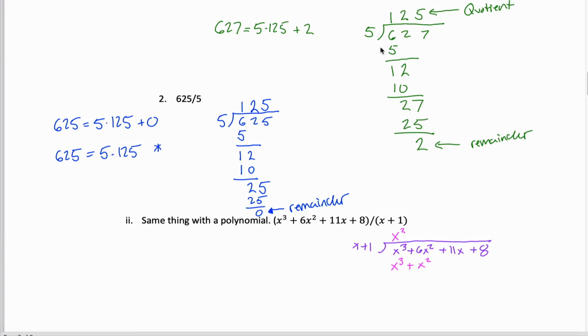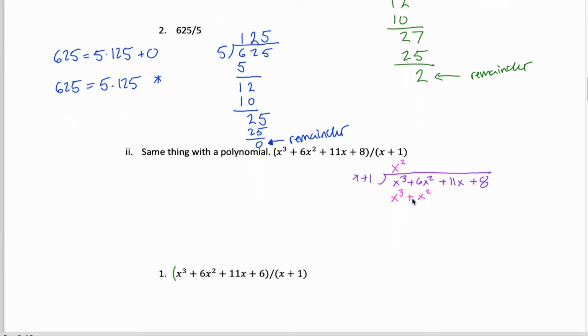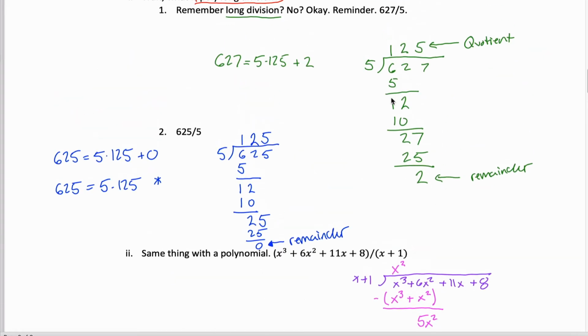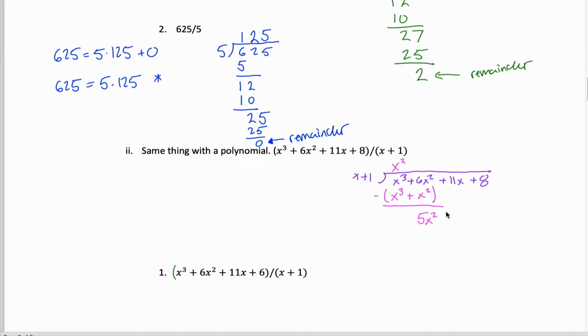After I wrote this 5, I subtracted, so after I write this x cubed plus x squared, I'm going to subtract. Sometimes it helps to write parentheses around here to really remind yourself that you're subtracting all of this stuff. x cubed minus x cubed is just 0. I don't even need to write anything. 6 of these x squareds minus 1 of these x squareds leaves me with 5 of these x squareds. This 5x squared is a lot like this 1 right here. After I figured out this 1, I took the next column, a 2, and brought it down. I'm going to do the same thing here. I've got this 5x squared. My next column is 11x. I'm going to bring down that 11x.